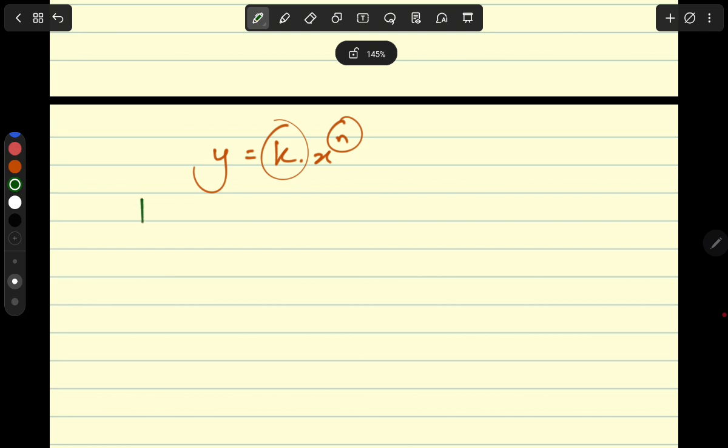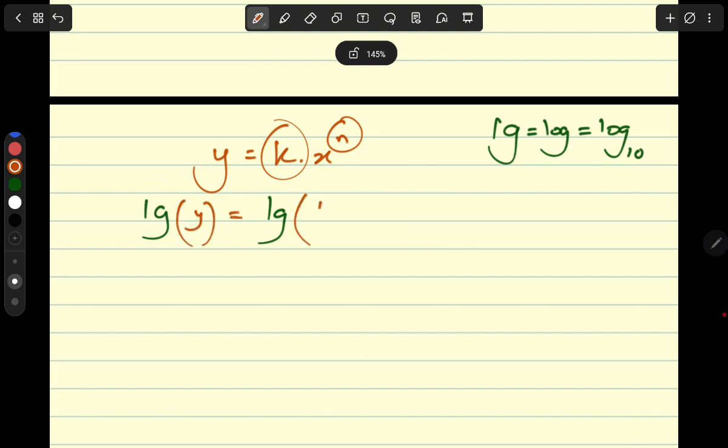Now you can either introduce natural log, which is ln, on both sides, or you can do common log. Because we have already done natural log, let's do common log, which is lg. lg is the same as log, which is the same as log base 10. So let me write down lg here. I'm just using different variations so that you get accustomed to seeing those. Now, apply the product rule again here.